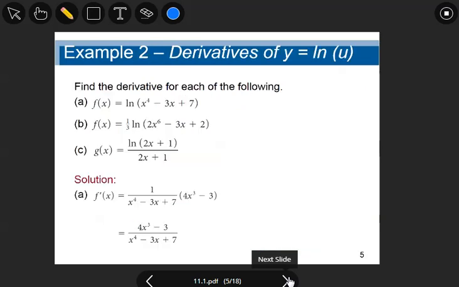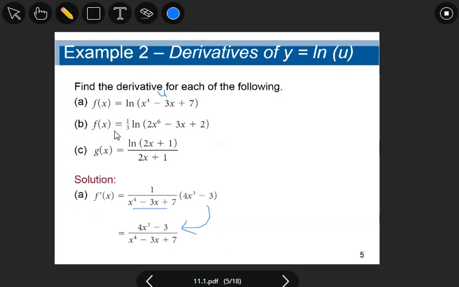Now let's look at some examples. Find the derivative of each of the following. This one is ln of a polynomial. Here you can use the substitution, this is u. Then you can obtain 1 over u times du over dx. So you have to differentiate u with respect to x. Then if you differentiate this polynomial with respect to x, this becomes 4 times x to the power 3 minus 3. So finally we can write it in this fractional form.